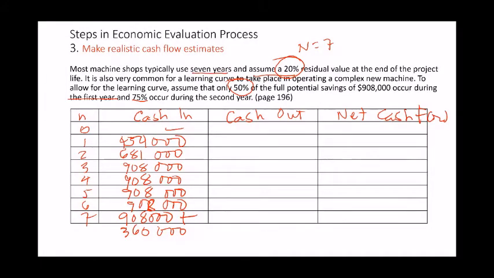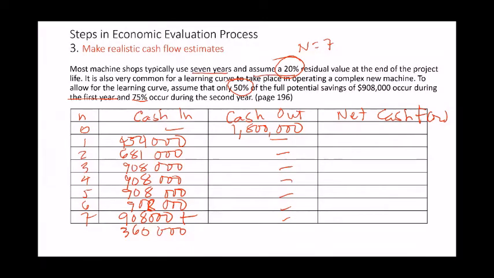Then we need to specify our cash out. In this example, we only see one cash out, which is the investment cost. Usually the investment cost, or initial cost, that's why it is called initial cost, because we see this cost at the start of the project, which is in year 0. That is 1.8 million. There's no other cost specified. Those are the only things given. But just in case we have other costs, then we need to put them.